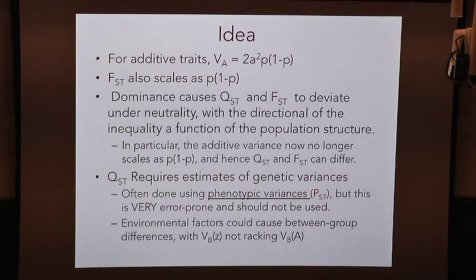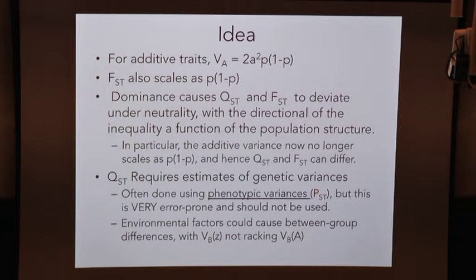And the logic behind it is additive variation scales as P times (1 minus P). FST also scales as that. One big problem is if I have dominance, additive variance is this plus some other term involving 2P over here, so it scales differently. So additive variance no longer scales as P times (1 minus P), and these two can differ even if you have neutrality. There's a big debate as to whether it differs in a consistent direction. In my mind, that hasn't been resolved. Some people argue vehemently that it doesn't matter that much, the differences are small, but nonetheless, it's something to be worried about. But there are other issues with QST.